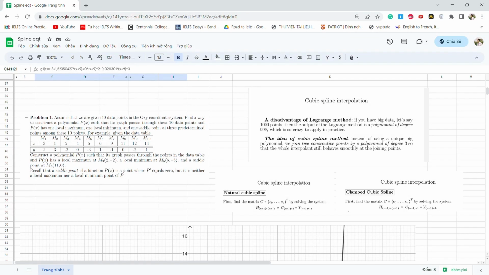Hello teacher, today I will explain problem one, which I have made. When I read the problem, it gives 10 random data points, so I will use the interpolation method. The reason why I use cubic spline interpolation is that Lagrange and Newton have some disadvantages with really big data, and they are impossible to solve with too much data. I choose the cubic spline because it is much easier to use and effective.